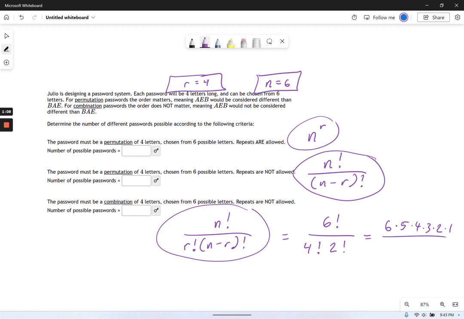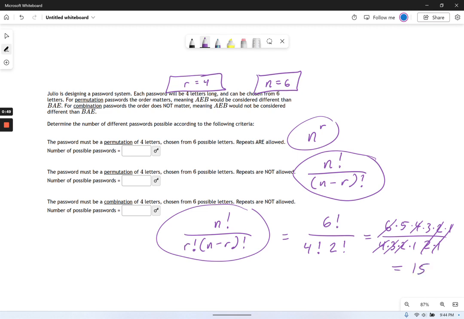6 × 5 × 4 × 3 × 2 × 1, divided by, well, 2! is easy, that's just 2 × 1. And 4! is pretty easy too, that's just 4 × 3 × 2 × 1. Okay, so the 2 × 1 crosses out, the 4 crosses out, the 3 × 2 crosses out with the 6. In the end, what I have for this thing is 15 possible combinations.